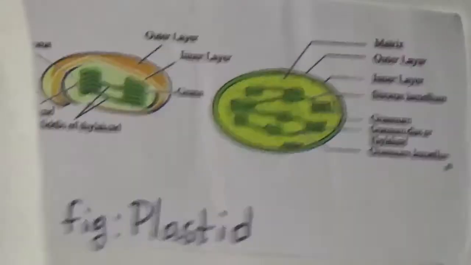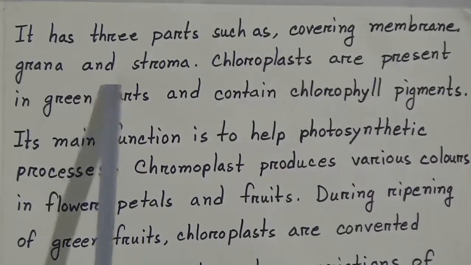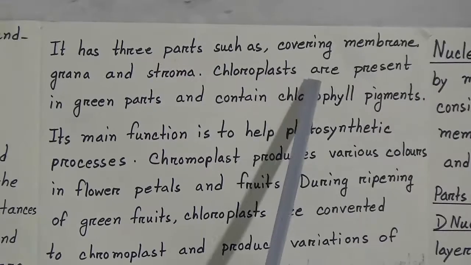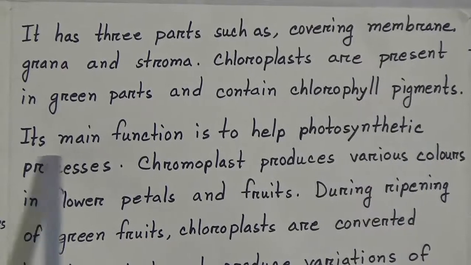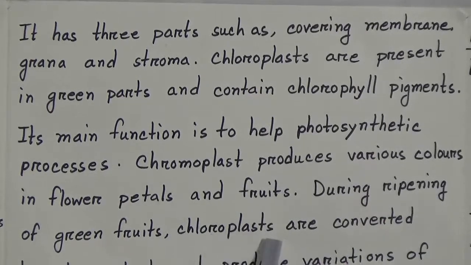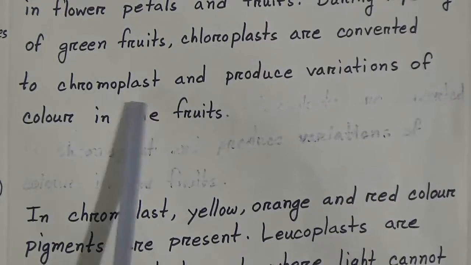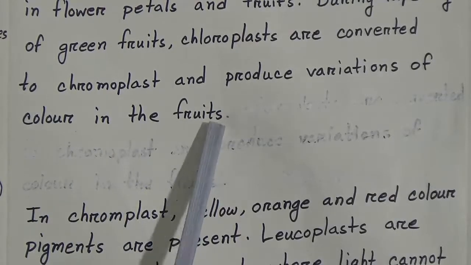Next is plastid has three parts such as covering membrane, grana and stroma. Chloroplasts are present in green parts and contain chlorophyll pigments. Its main function is to help photosynthetic processes. Chromoplast produces various colors in flower petals and fruits. During ripening of green fruits, chloroplasts are converted to chromoplast and produce variations of color in the fruits.